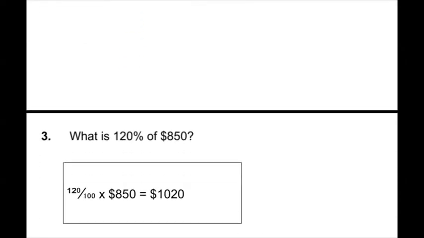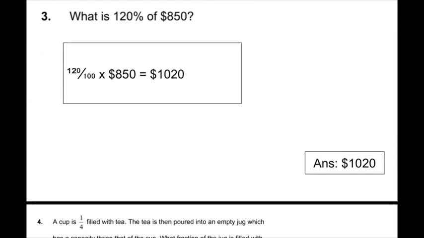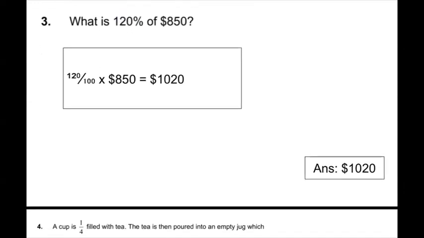So to work that out, 120 out of 100 multiplied by 850 is 1020. What you can also do is cancellation. So you cancel the zeros, and you are left with 12 times 85. 12 times 85 would be 1020.